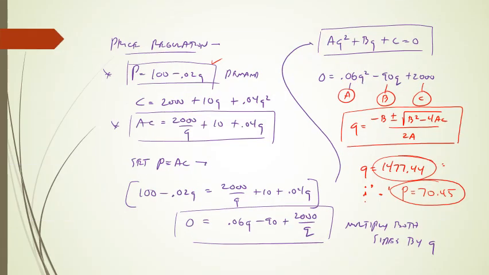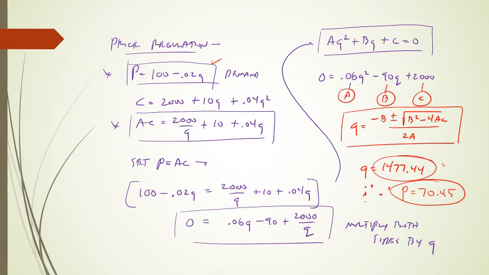Okay, so let's take a look at price regulation. So let's start with demand. P is 100 minus 0.02Q. And we have a cost function here. C is 2000 plus 10Q plus 0.04Q squared. From that, we can derive average cost: 2000 divided by Q plus 10 plus 0.04Q. Okay. And if we're regulating this firm, we want to set price equal to average cost.